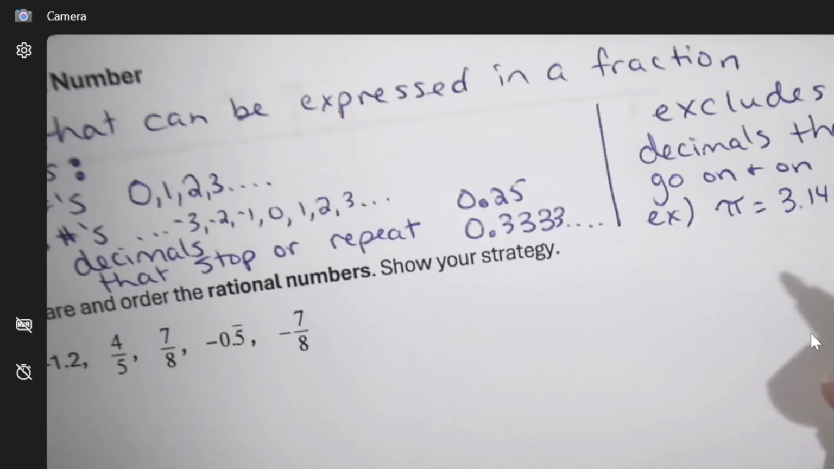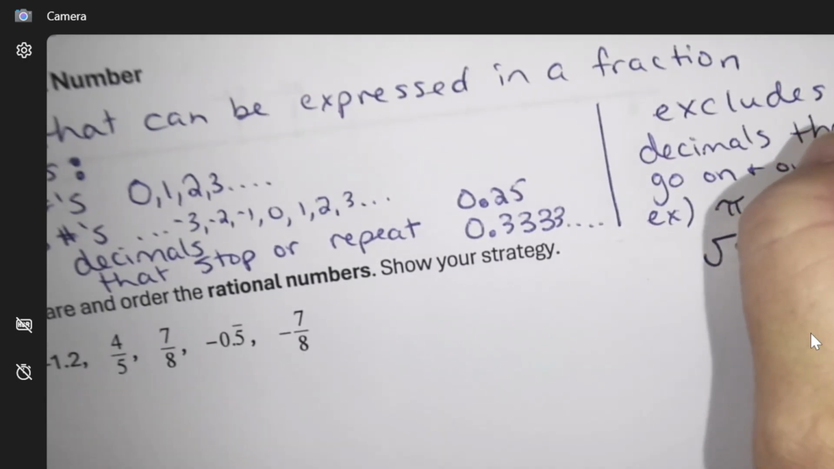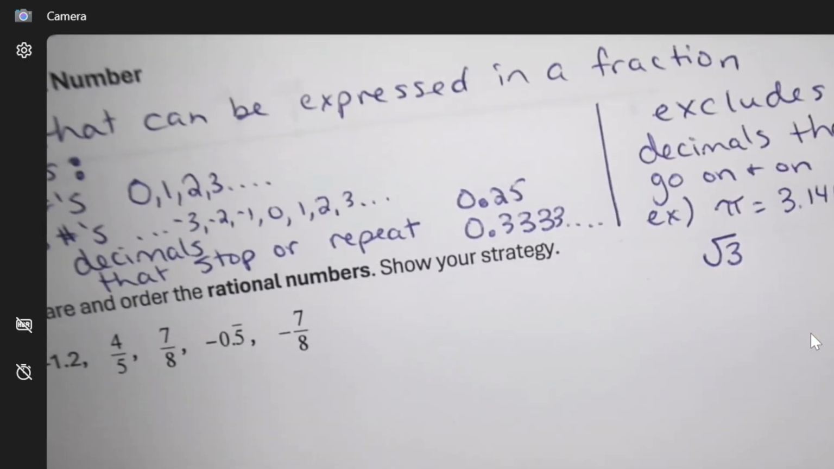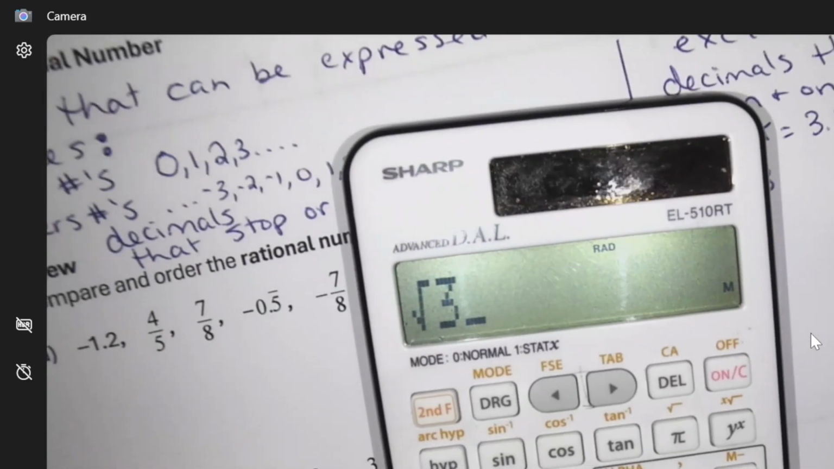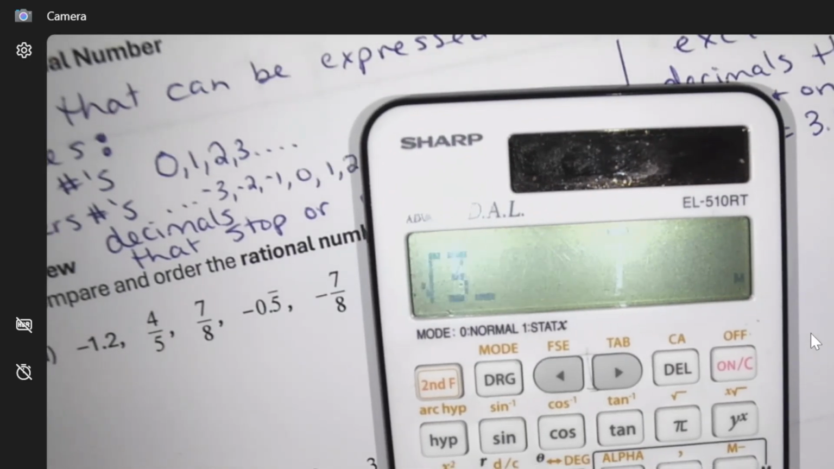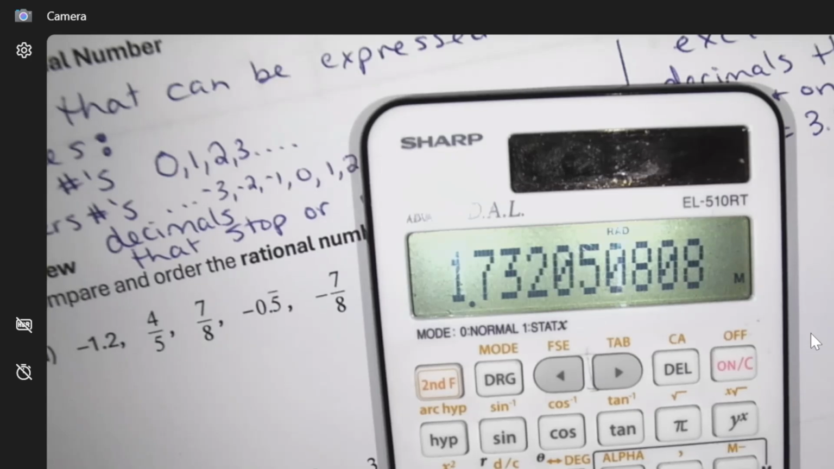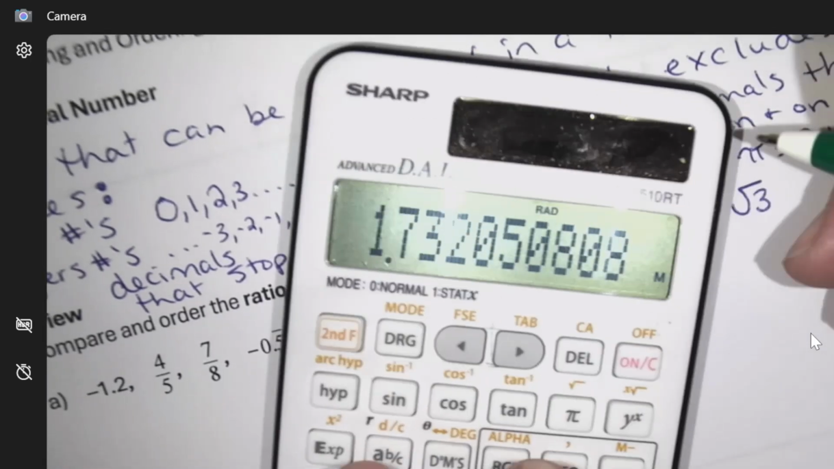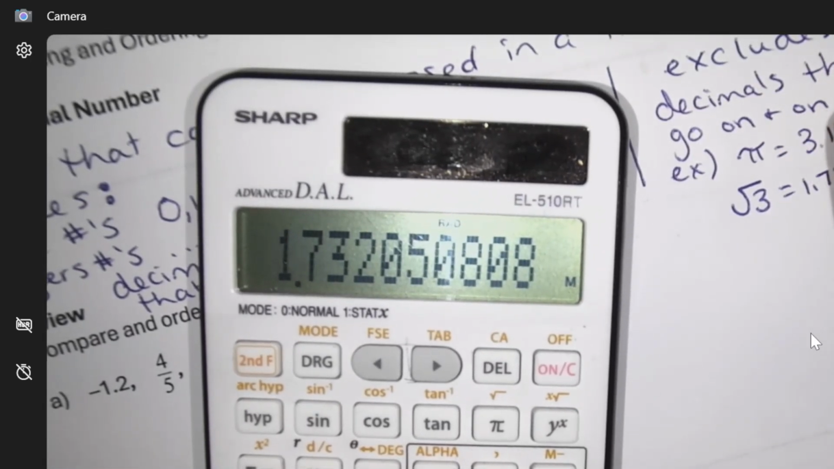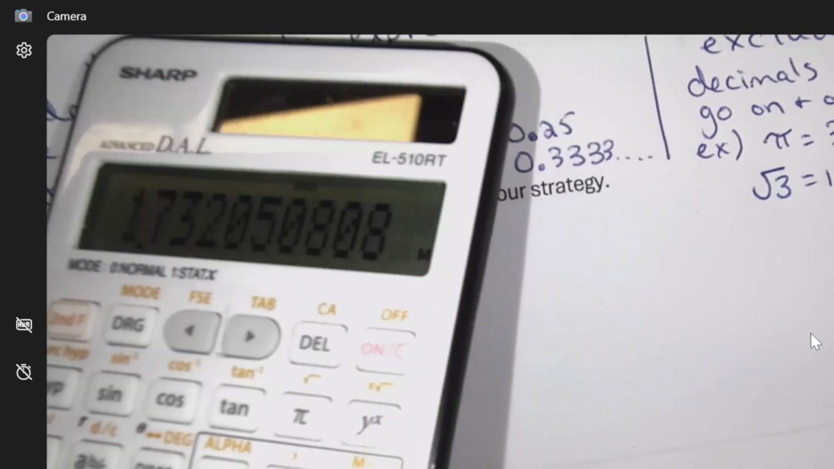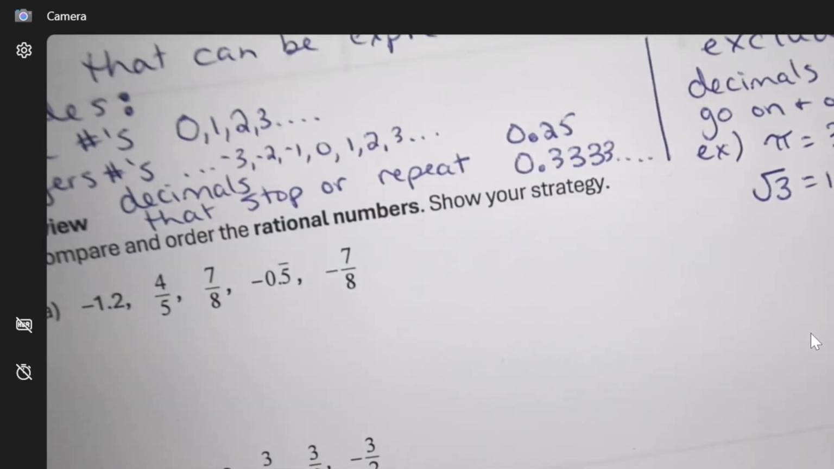Okay, what about something like this value, the square root of 3? You think that's going to come out nicely? No. 1.732, oh, okay, doesn't repeat, and it would just go on forever. So that is not rational.